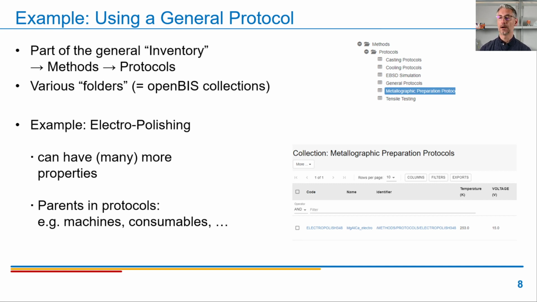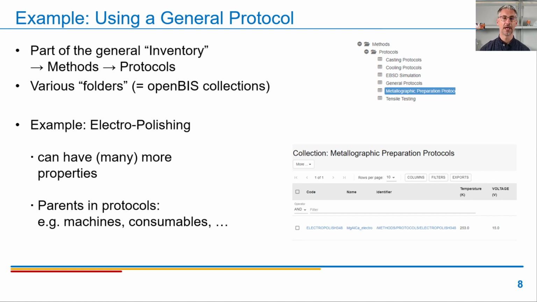Behind the hood they are essentially OpenBIS collections, so they can be interacted with as with any other object. And you can see on the right an example. So we have the methods folder, and in there are the protocols, and then we have different areas so we can find them more easily. Let's take a simple example, the electropolishing, and that can have many more properties.